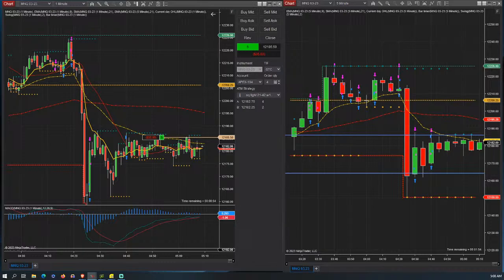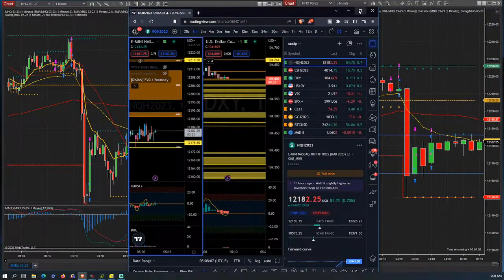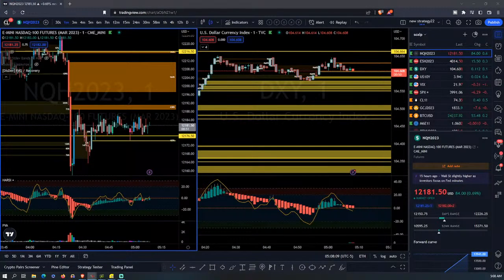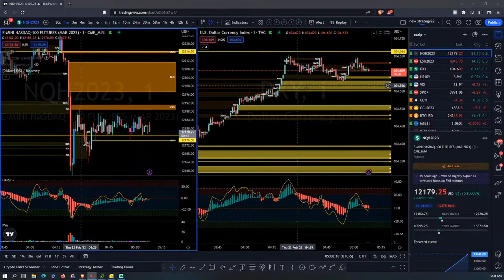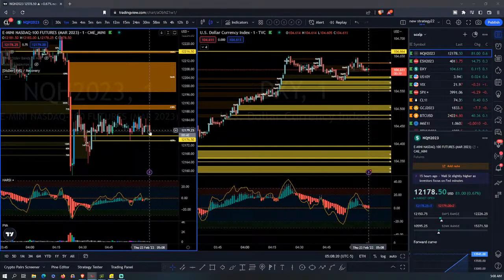I'll show you. That's a 1 minute. That's the Nasdaq. Look at this total order block being formed here. And look at the DXY. So usually they go opposite of each other, but they're not. Yeah, that's my question right now. What in the fork is going on?